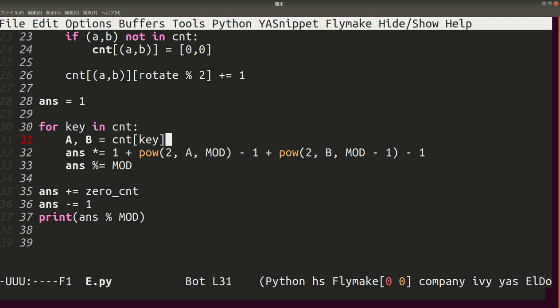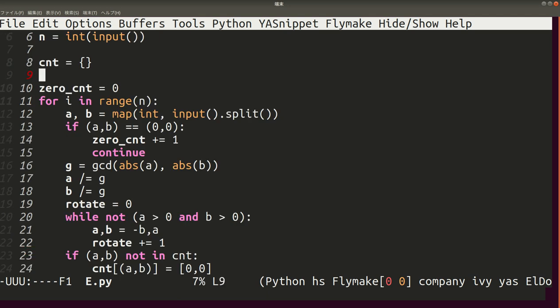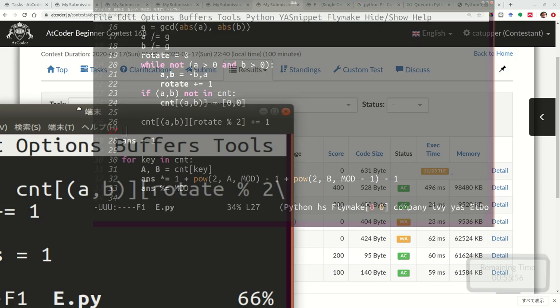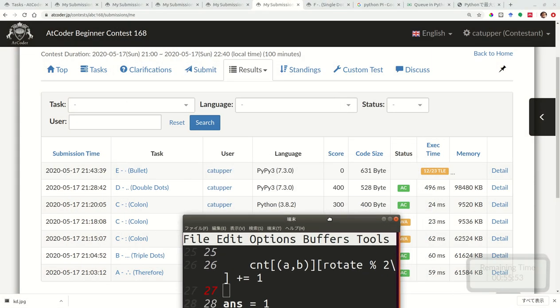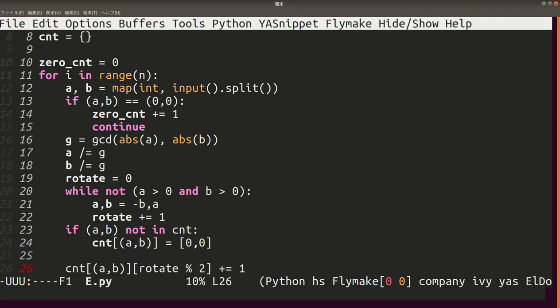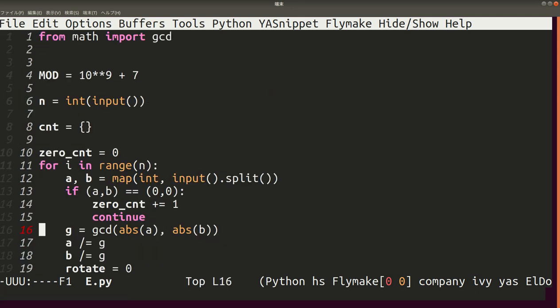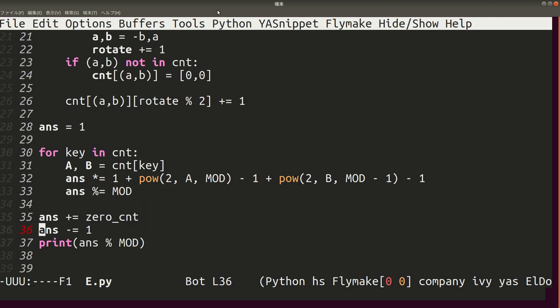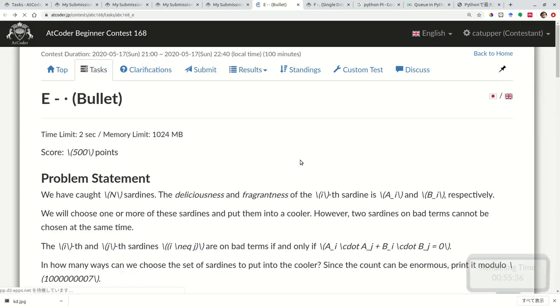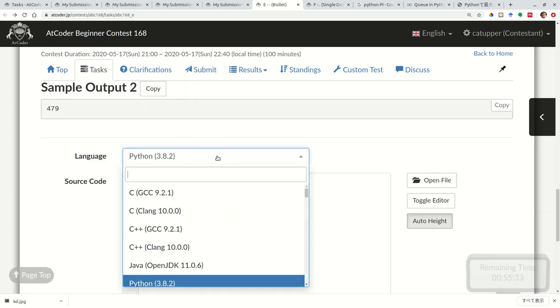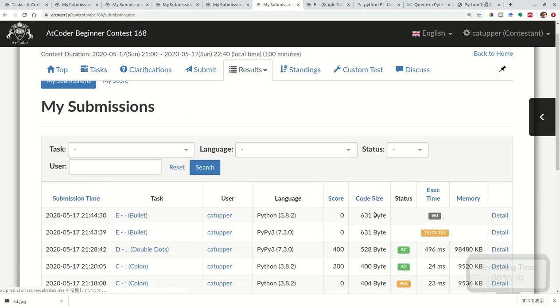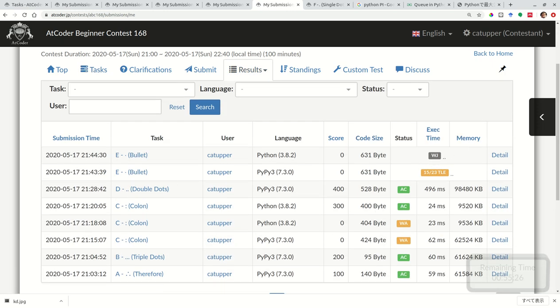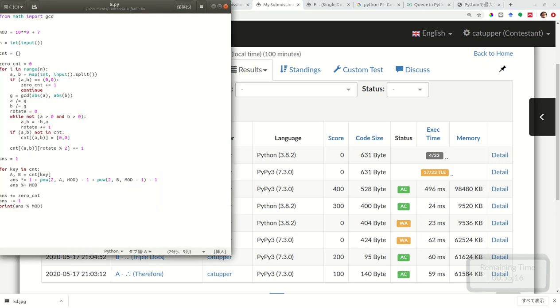So, maybe it's because we have a dictionary. Is it because of the dictionary or because of GCD? I don't know which. How about submitting with Python? And if Python gets TLE, I will write this down in C++. Okay, it sounds bad. So let's write it in C++.